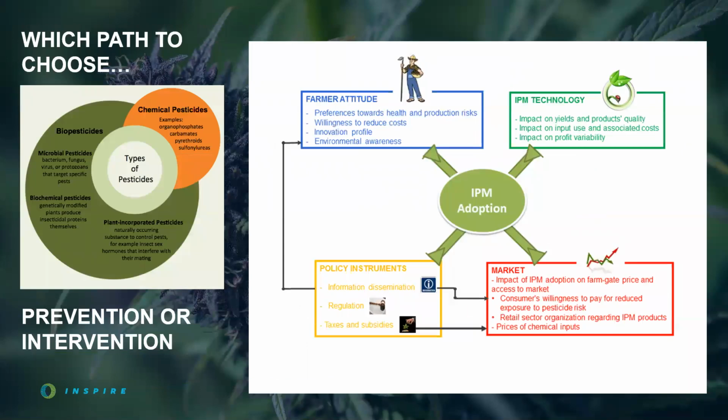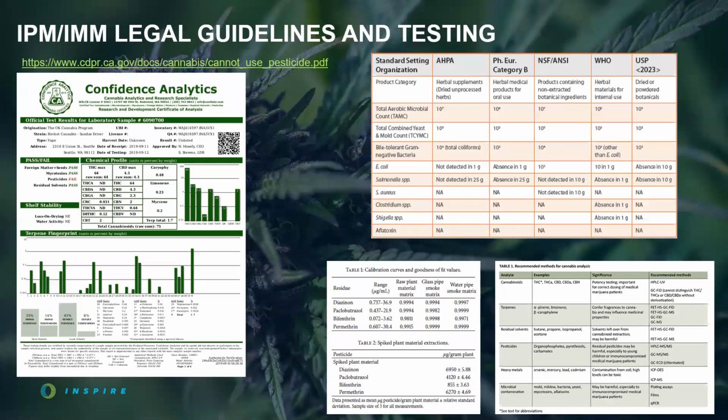All right, so which path do we choose? This is where it becomes a personal and business decision, and it gets really tricky. This is really about understanding the interaction between technology, the farmer, the market, and enforcement. There are a lot of things at play when determining the appropriate IPM strategy for your cultivation facility. It's a delicate balance of risk and reward, but it's also a personal choice that will affect the business bottom line.